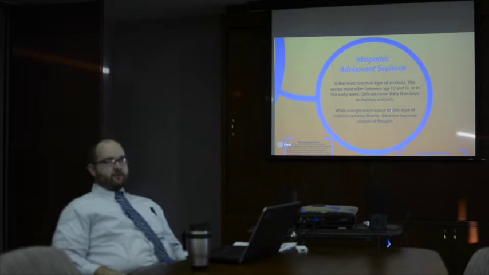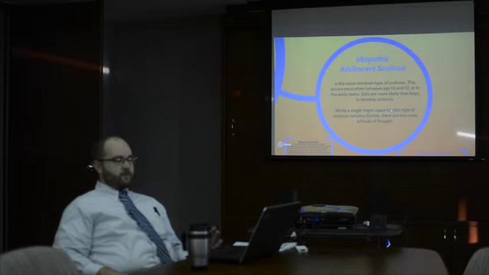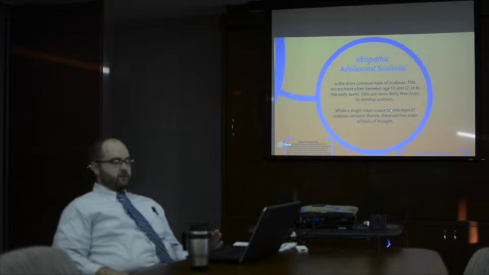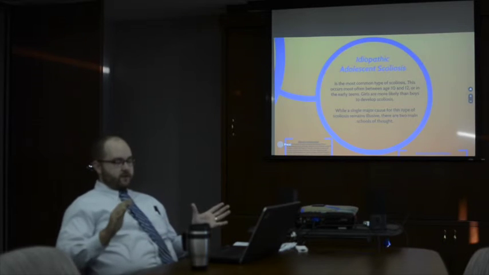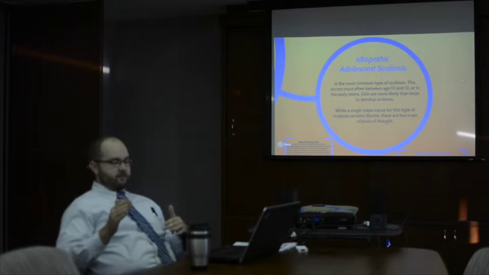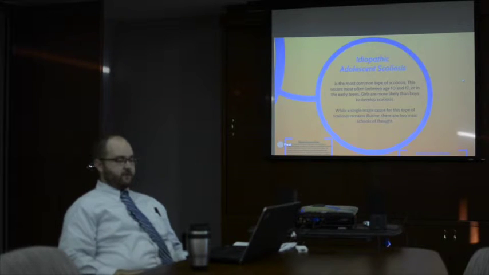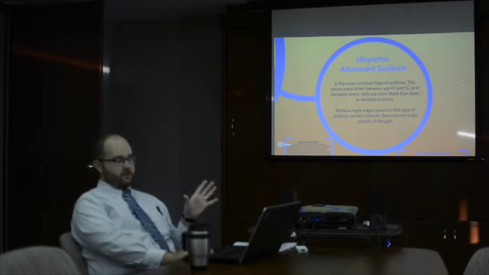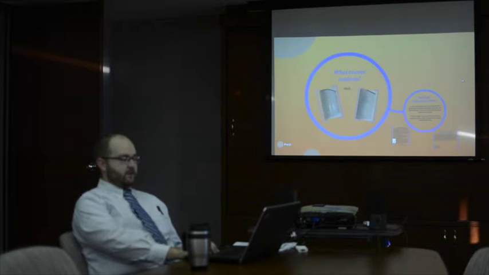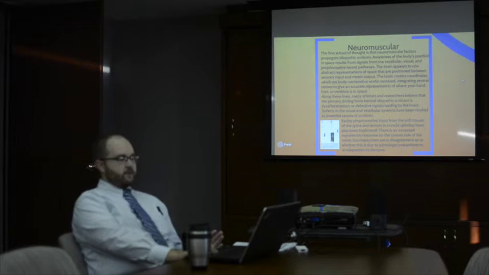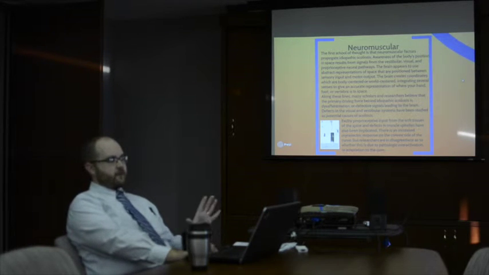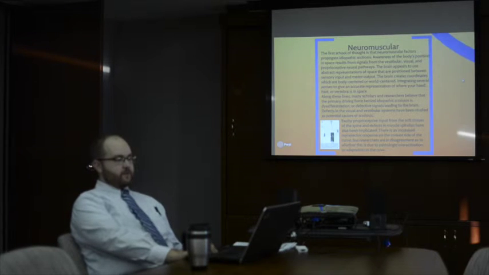It most often occurs between the ages of 10 and 12 or in the early teens. Girls are much more likely than boys to develop scoliosis. And while any one major cause for the scoliosis has not been identified, there are two main schools of thought about the origin of scoliosis, how it starts. The first school of thought, and probably the most popular one at this time, is the neuromuscular factors.